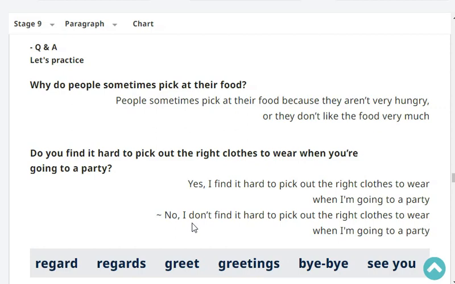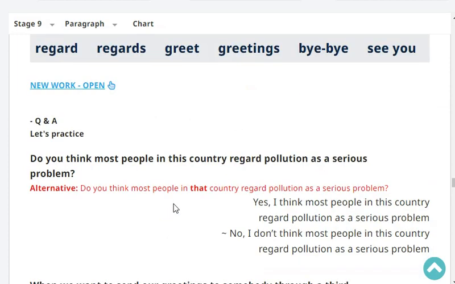Yes or no? Yes. I find it hard to pick out the right clothes to wear when I'm going to a party. Reggie, do you think most people in your country regard pollution as a serious problem?